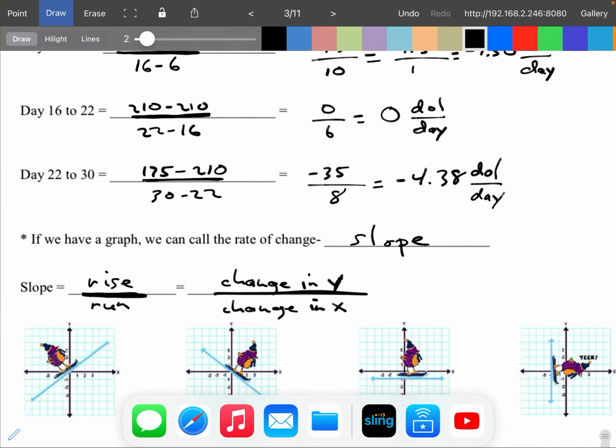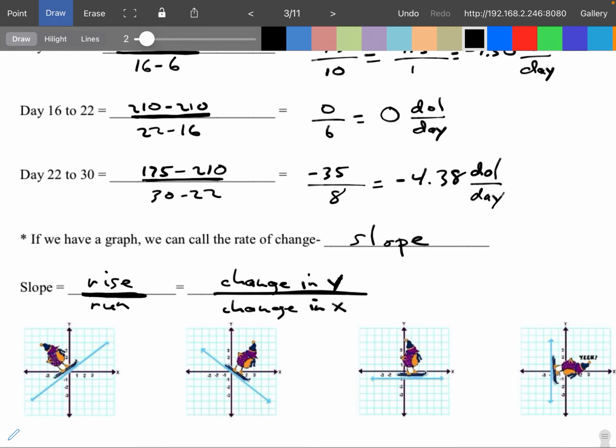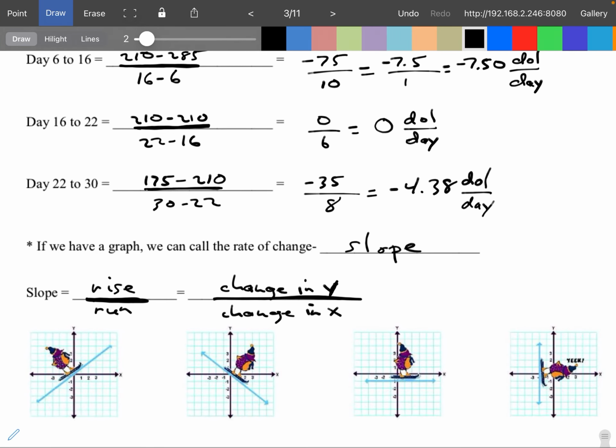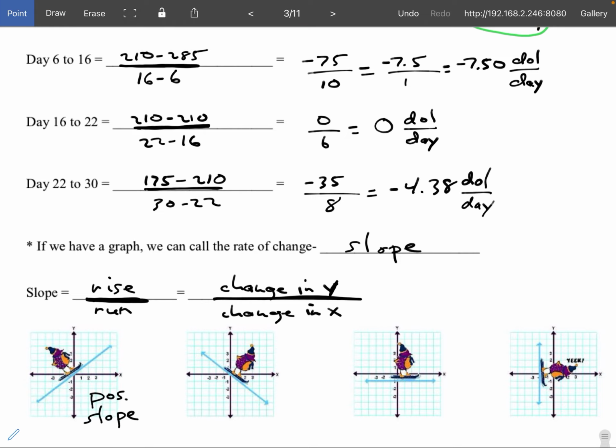And then look at these graphs. On the first one there, you've got a graph going uphill left to right. So is the slope going to be positive, negative, 0, or undefined? Positive. Yep. If you're going uphill left to right, your slope is positive. So right here, you want to write positive slope. Let me slide up a little bit.